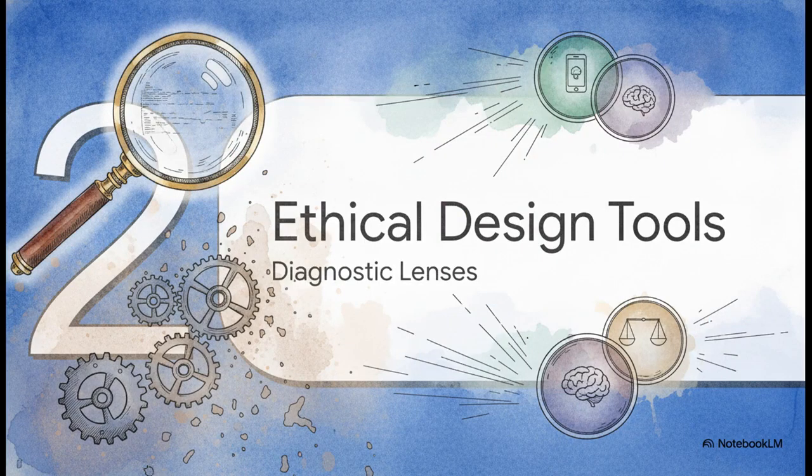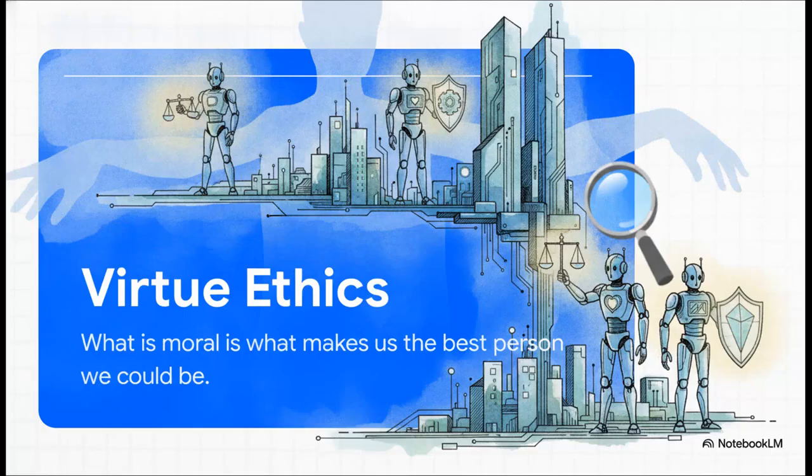All right, Section 2, Ethical Design Tools. Let's get into the actual tools. Our very first tool is virtue ethics. Basically, this framework states that what is moral is what makes us the best person we can possibly be. Now, in the realm of AI and engineering, this translates directly to a focus on character traits. It means you're actively fostering virtues like fairness, integrity, and transparency right into the very design and operation of your systems. It's really about building tech that reflects the good character of the people who created it.